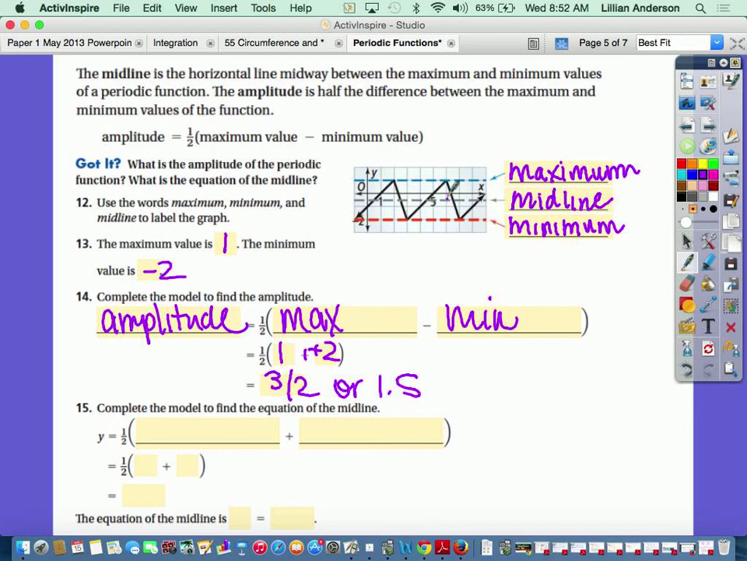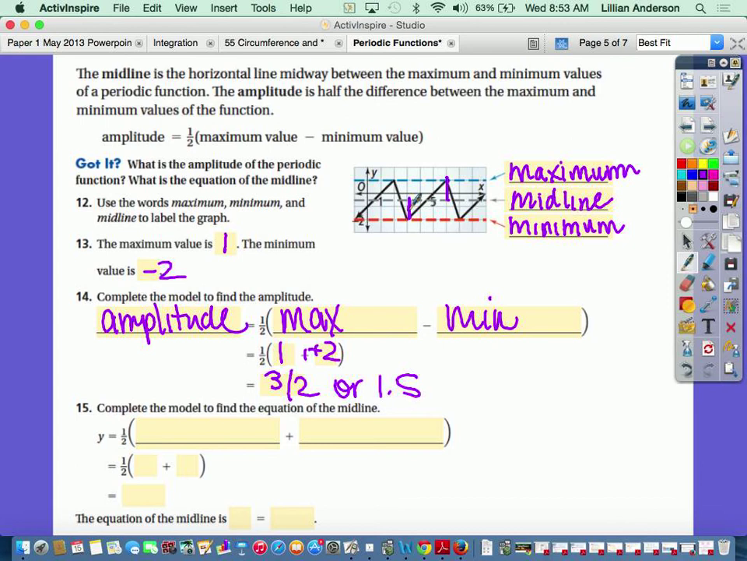Is this 1.5 units from that midline to the maximum? Yes, it is. What about from my midline to my minimum? Is that 1.5 units? Yes, it is. Okay? Something else you need to know is that your amplitude is always positive. So say for some reason you end up with a negative number, that should signify that something went wrong. But it should be a positive number.